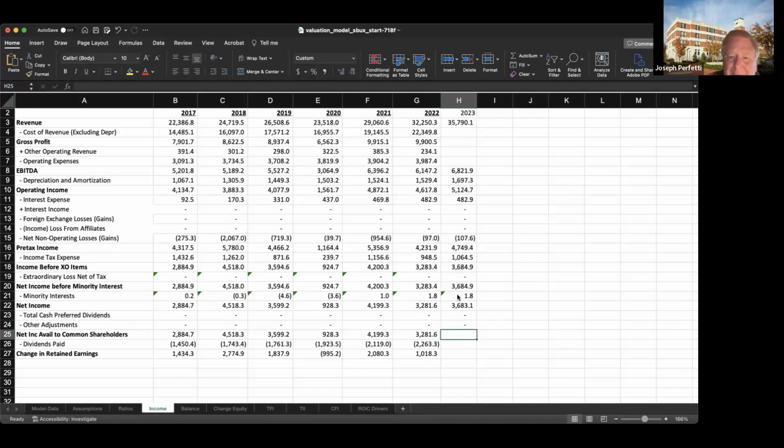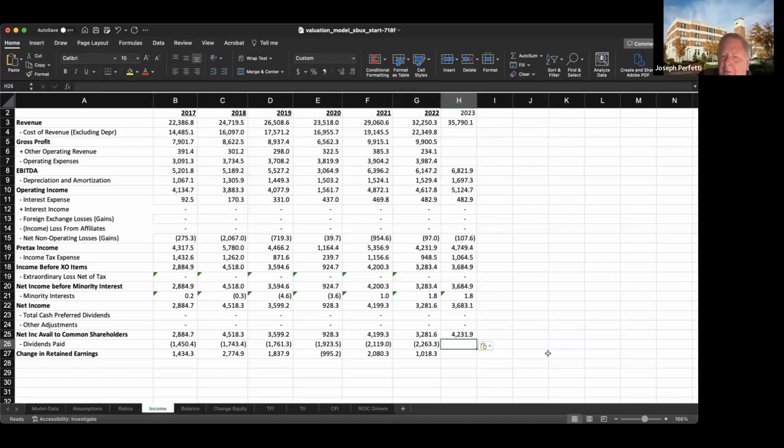So for simplicity, make your life easy: take cell G25, copy it and paste it in H25. So 4,231.9 million net income available to the common shareholders after the preferred shareholders have been paid and after the other adjustments to equity.